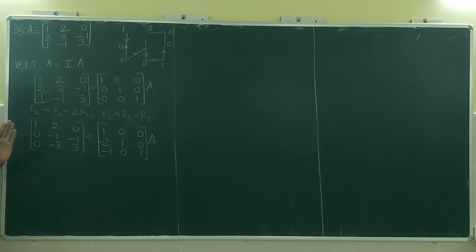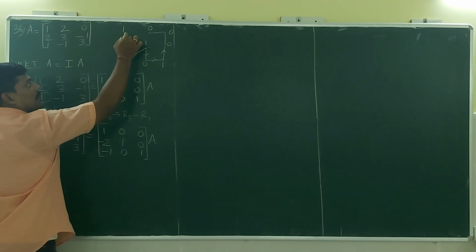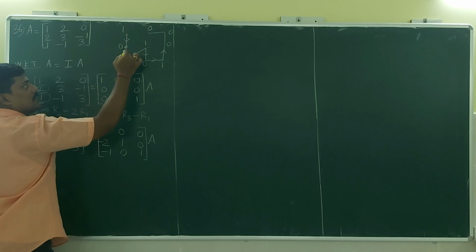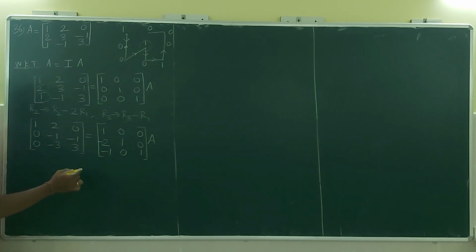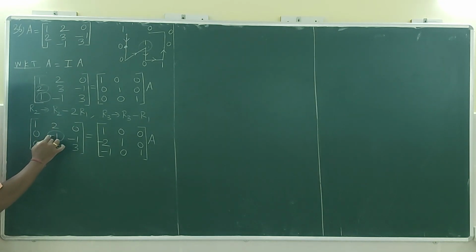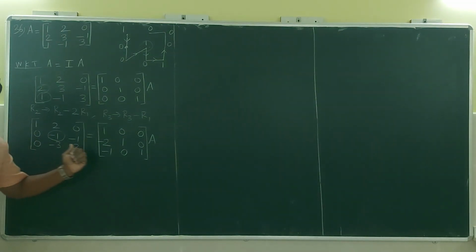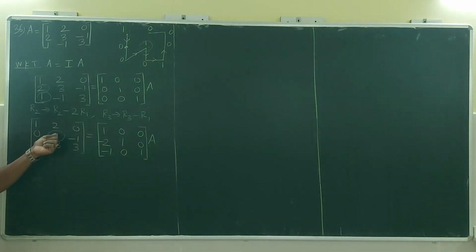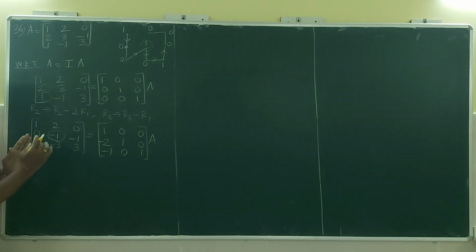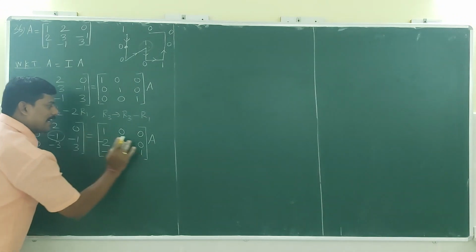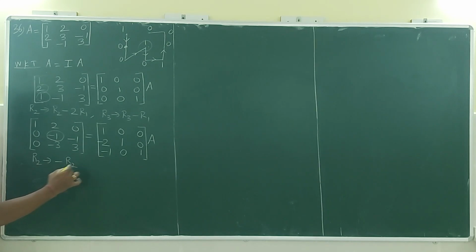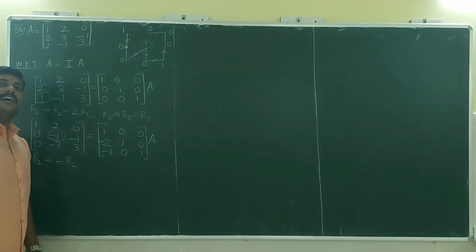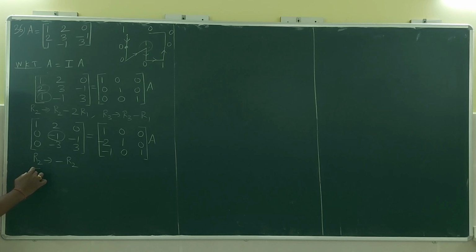Now, according to the pattern, we have made this element 1 and this 0 and this 0. The next target is the middle element. This should be 1. How will you make this 1? It is very simple. We have minus 1. If we multiply the entire second row by minus, this minus 1 will automatically become plus 1. I need R2 replaced by minus R2. R2 implies minus R2.